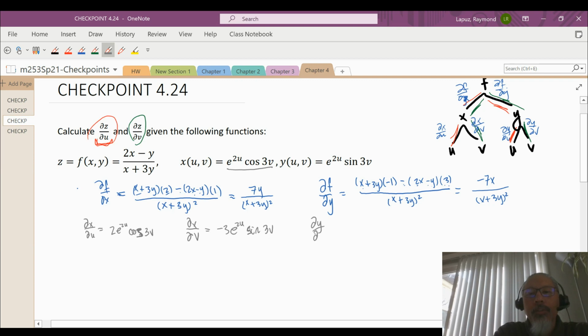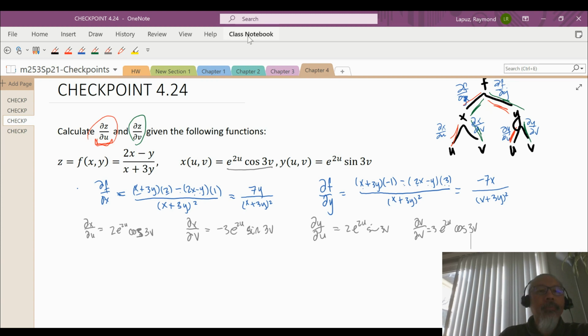Now let's move to the y function. Let's take the derivative of y with respect to u. And take the derivative of y with respect to v. Now we have our terms. We just need to put them together.